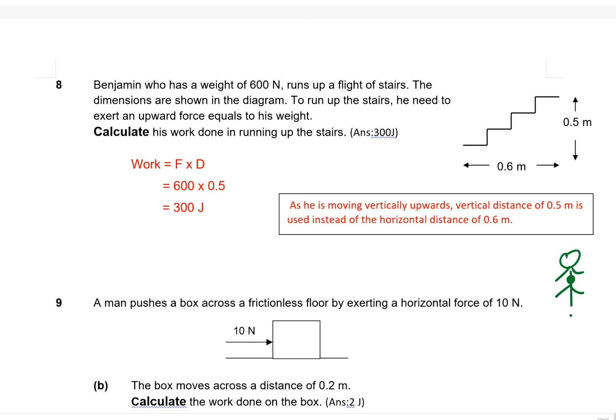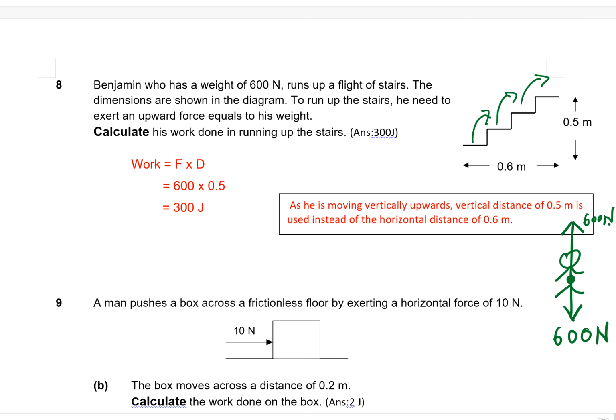If Benjamin's weight is 600 newtons, that means the earth will pull Benjamin with 600 newtons of force downwards. So in order for Benjamin to go up, up, and up the stairs, Benjamin then needs to apply a force which is at least 600 newtons. Of course, Benjamin can apply more force. Then he will move faster. But minimally, you need to apply at least 600 newtons of force.